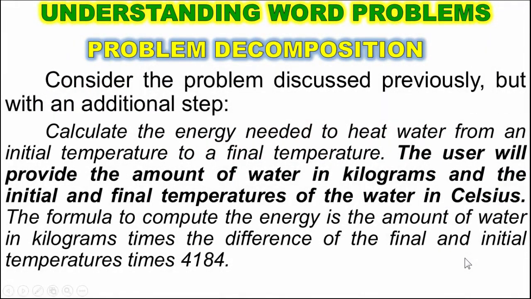Consider the problem discussed previously, but with an additional step. Calculate the energy needed to heat water from an initial temperature to a final temperature. The user will provide the amount of water in kilograms and the initial and final temperatures of the water in Celsius. The formula to compute the energy is the amount of water in kilograms times the difference of the final and initial temperatures times 4184.